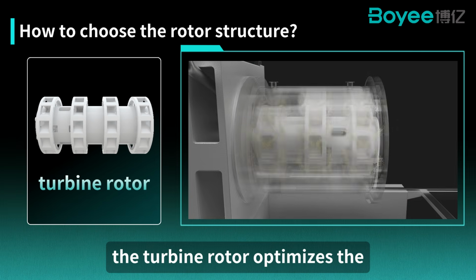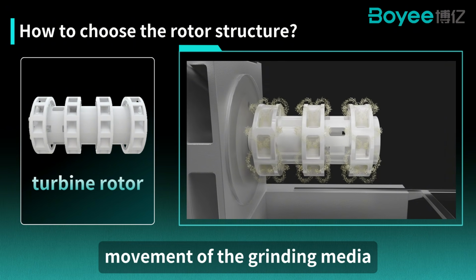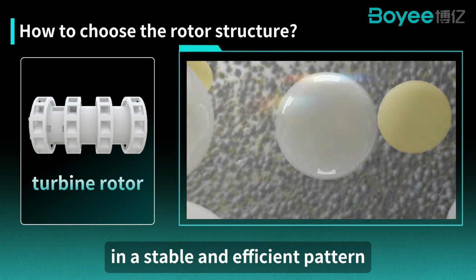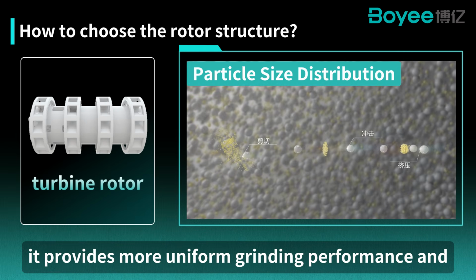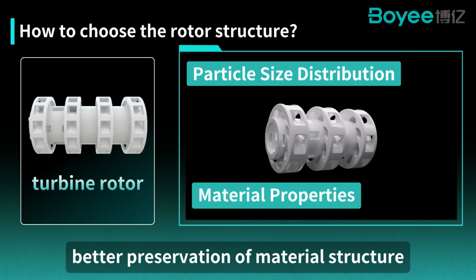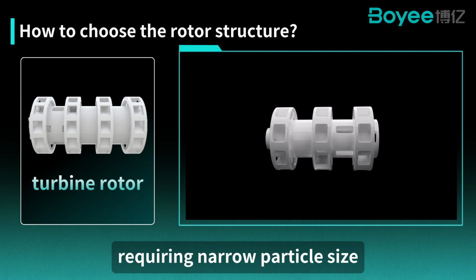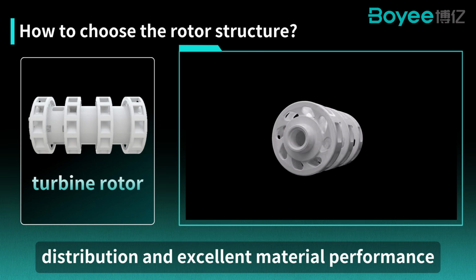The turbine rotor optimizes the movement of the grinding media, allowing the zirconia beads to circulate in a stable and efficient pattern. It provides more uniform grinding performance and better preservation of material structure. It is suitable for applications requiring narrow particle size distribution and excellent material performance.